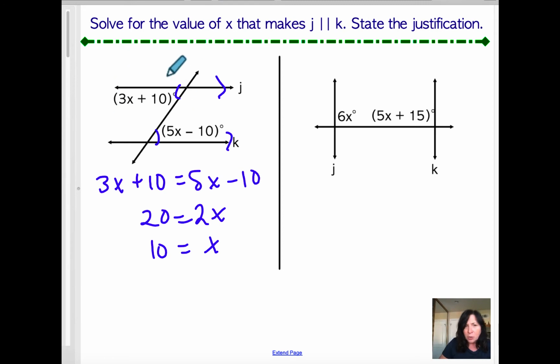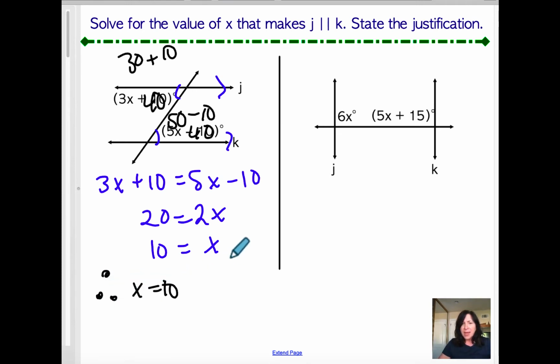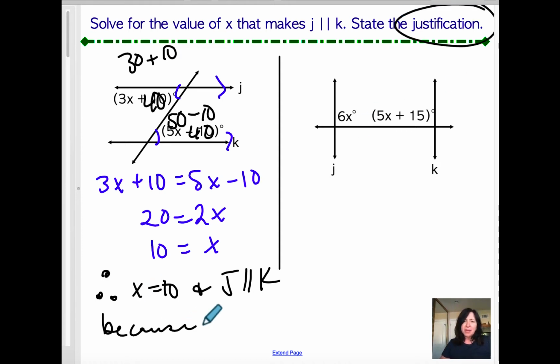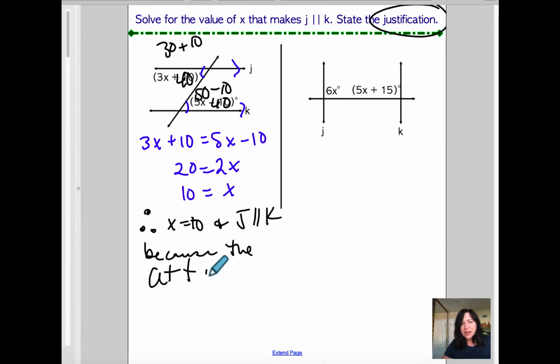So in this equation right here, if x was 10, that would be 3 times 10, which is 30 plus 10, which would be 40. If x was 10 here, 50 minus 10 would give me 40. So therefore, this is how you write therefore, by the way. Therefore, x equals 10, and j is parallel to k, and you would say, because they're looking for the justification, because the alternate interior angles are congruent.